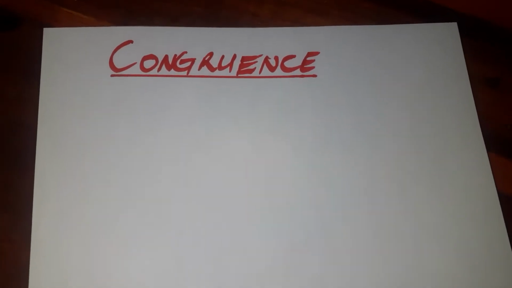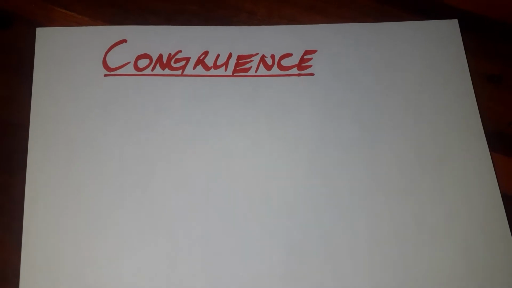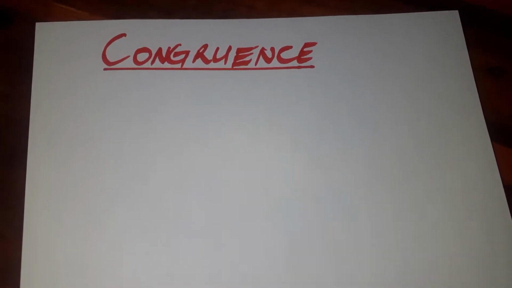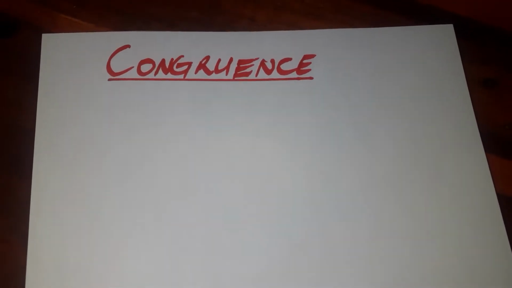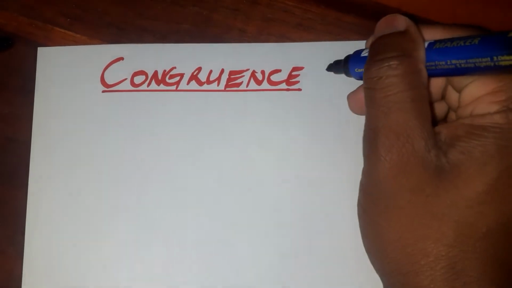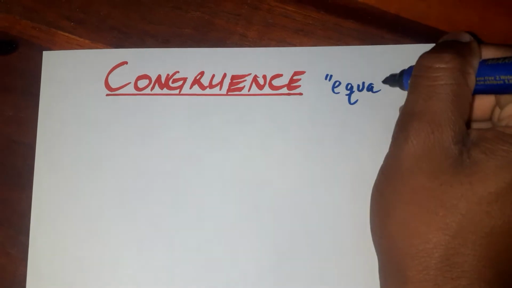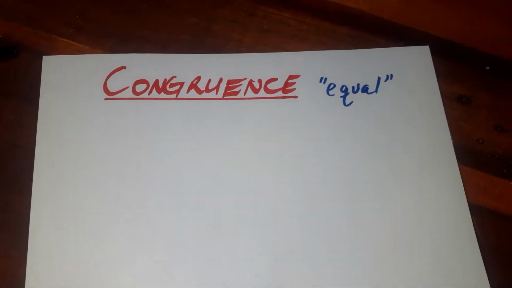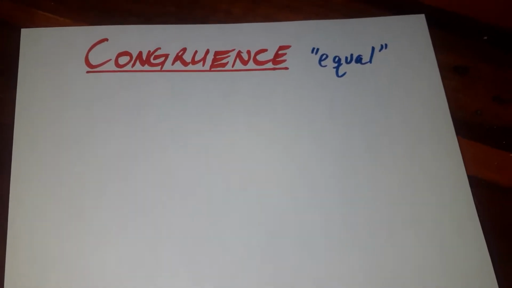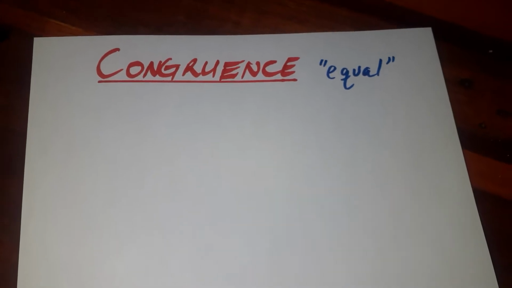Now, congruence, this term is normally used in mathematics, but there's a simple word that means the same thing as congruence. And that simple word is equal. Whenever you hear the word congruence or congruent, we are talking of two things being equal.